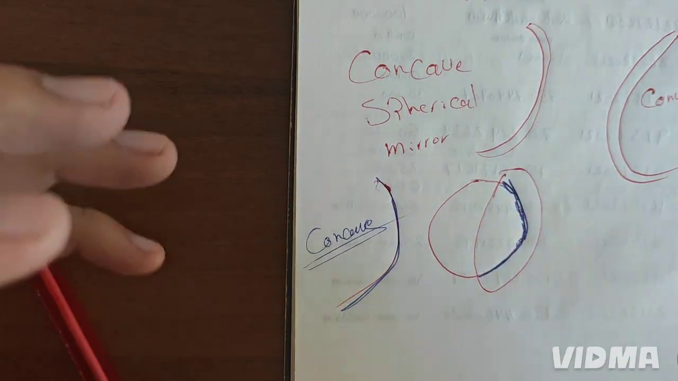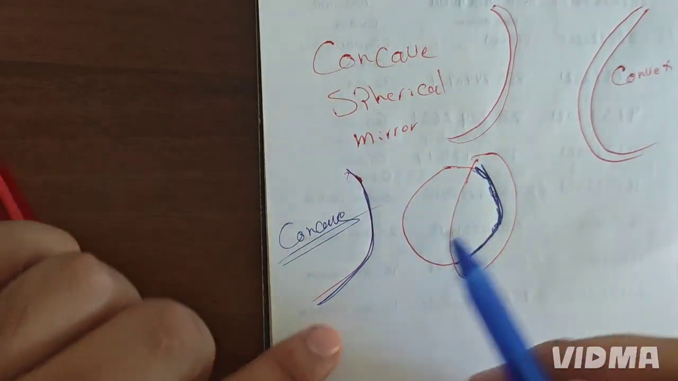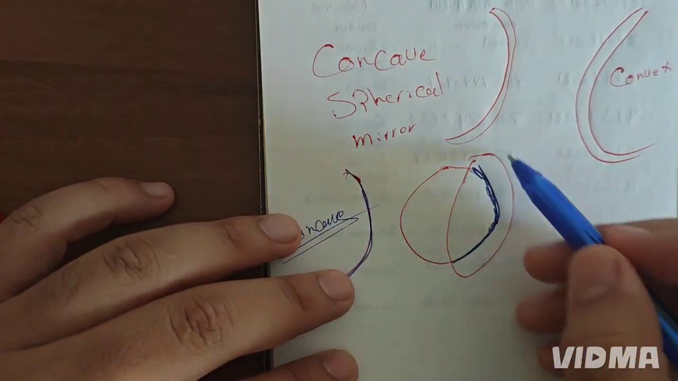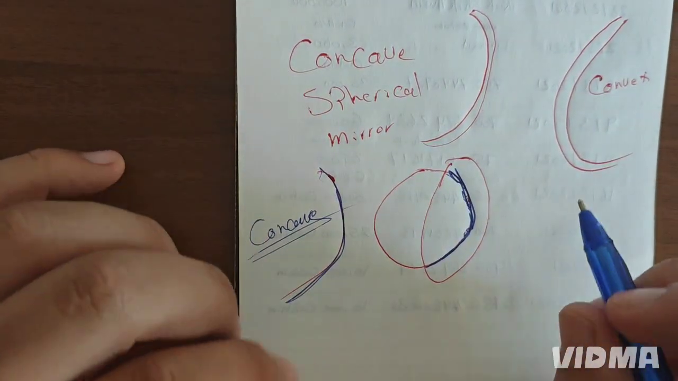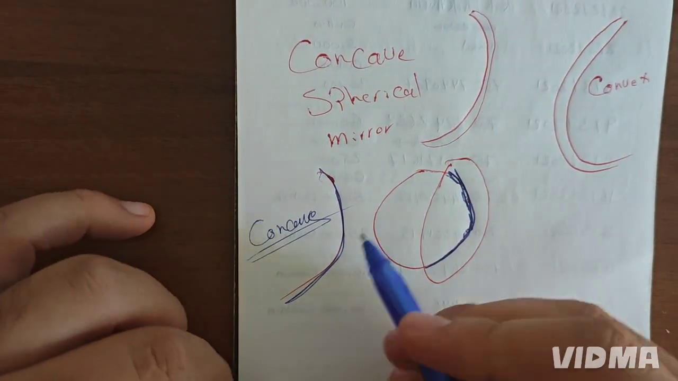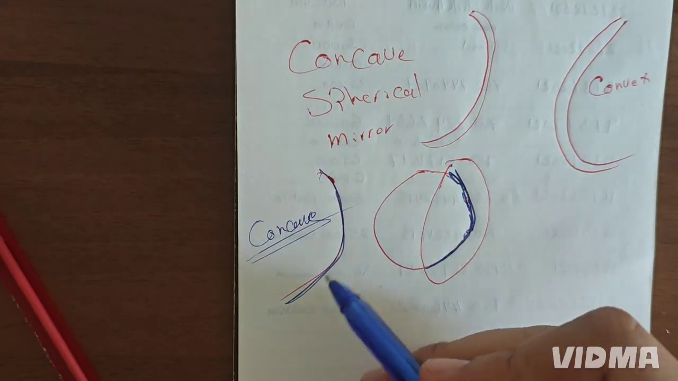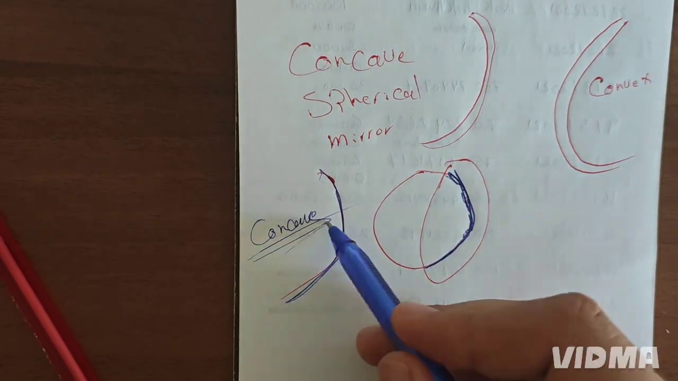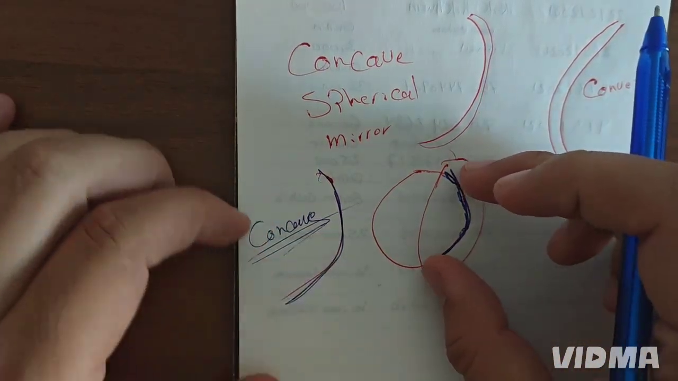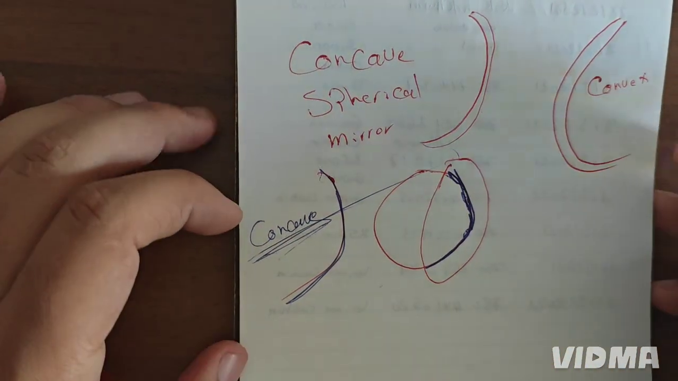Maybe you have a question, Mr., where did these pictures come from? The pictures came from this circle. We took the part inside this circle. Concave spherical mirror: actually, this is the circle, and we took this part and drew this part in here. This has become concave.